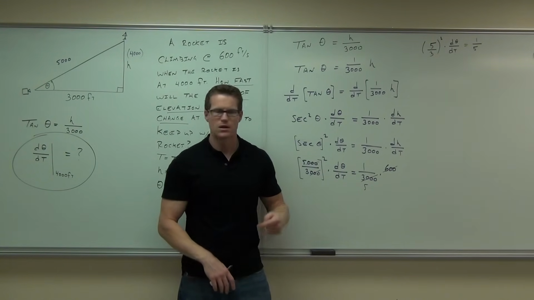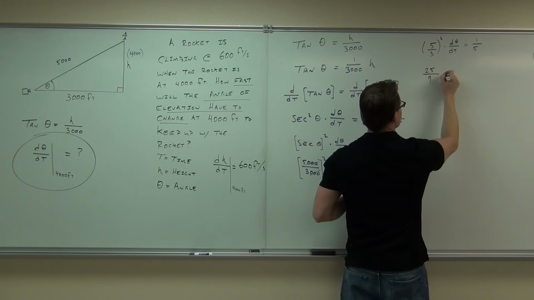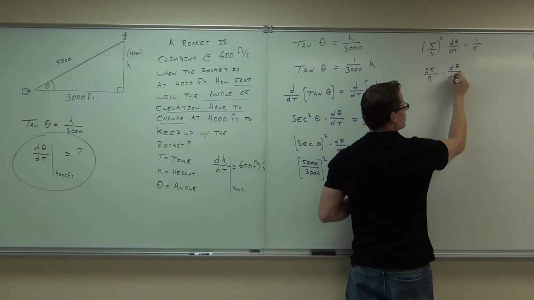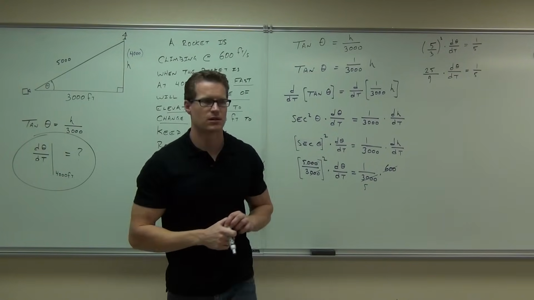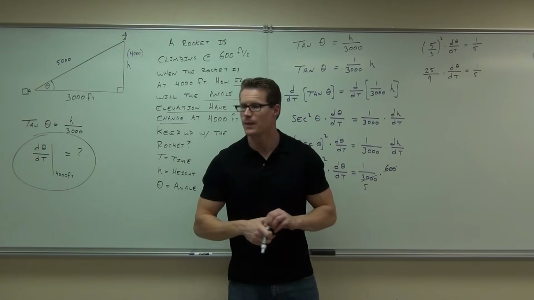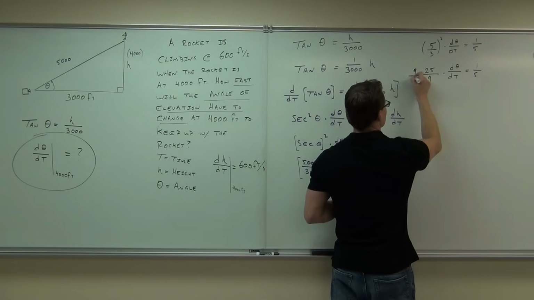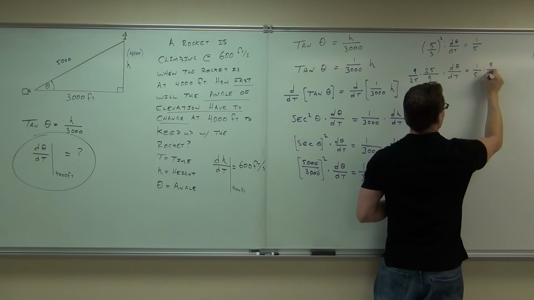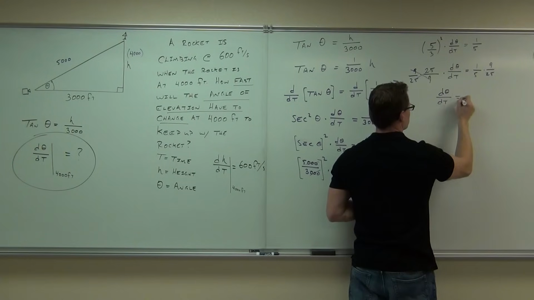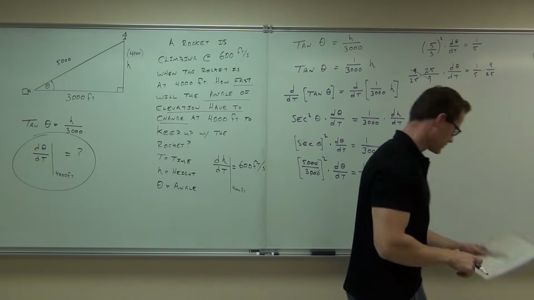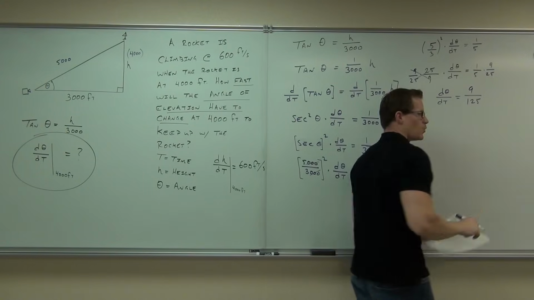I wanted to save ourselves some trouble and just do it on the left-hand side. All right, are you still okay with this? All right. Let's go ahead and square it. What are you going to get squared? Times d theta dt, which is what I'm looking for, equals 1/5. Let's get rid of 25 over 9. So if I multiply by 9/25 on both sides, I'm going to get the 9 over 125.